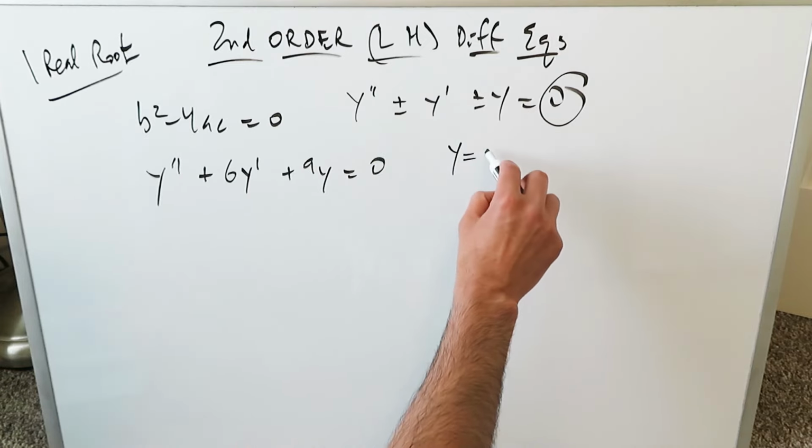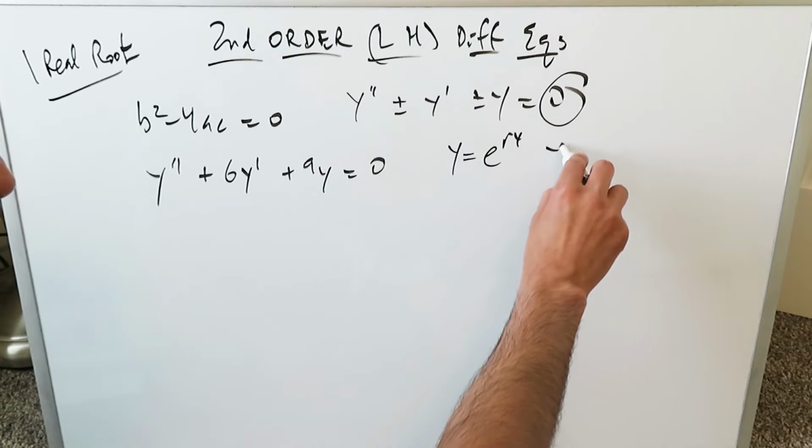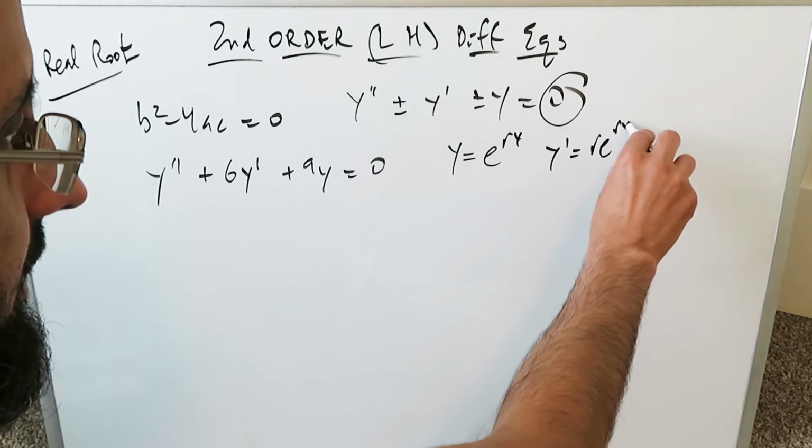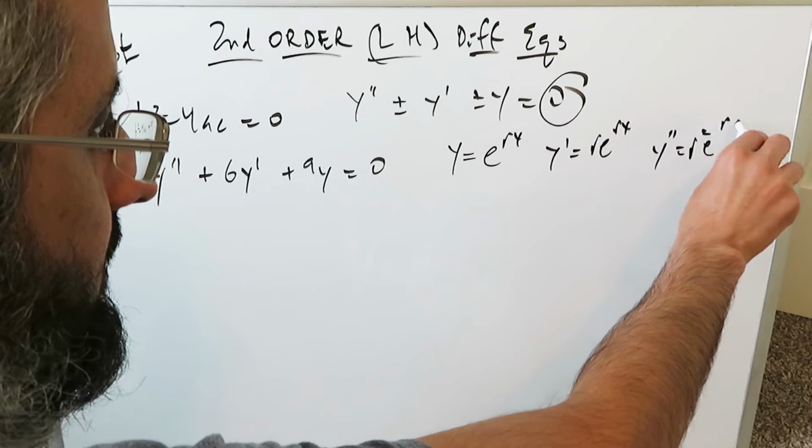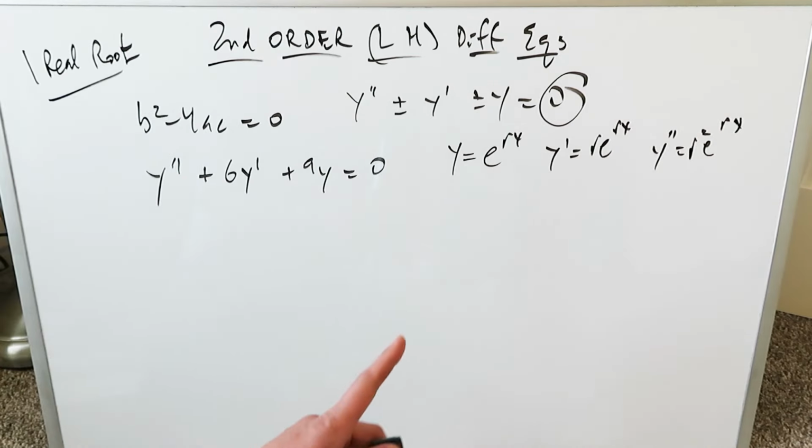You know already y is equal to e to the rx. Your y prime is equal to r e to the rx. Your y double prime is equal to r squared e to the rx. Now some people use different terminology, m's versus r's. I like to use r.